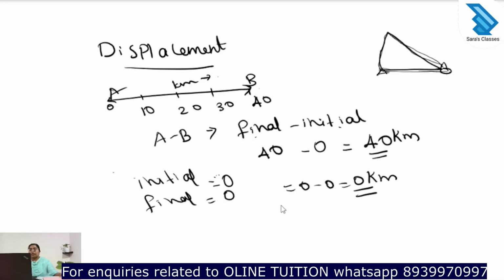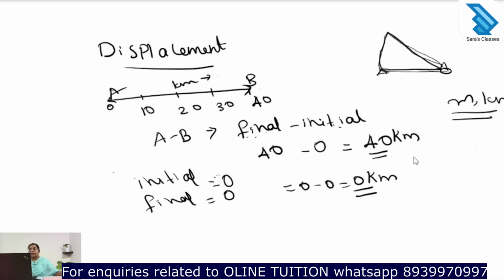Next we have to see the properties of displacement. The first property: displacement is the shortest distance between the initial and the final position. The equation to find the displacement is final position minus initial position. And the unit of displacement is meter or kilometer.